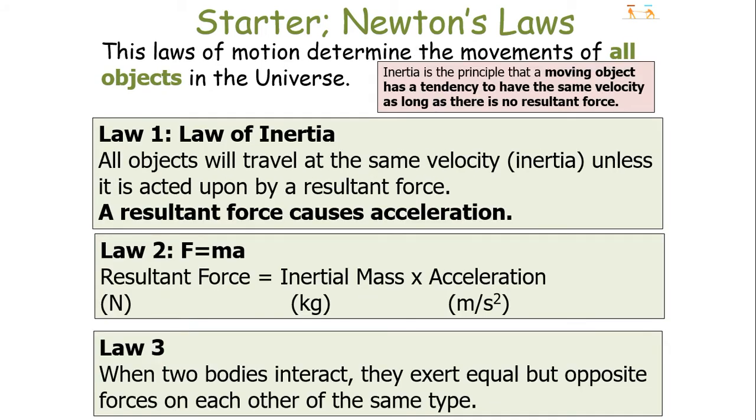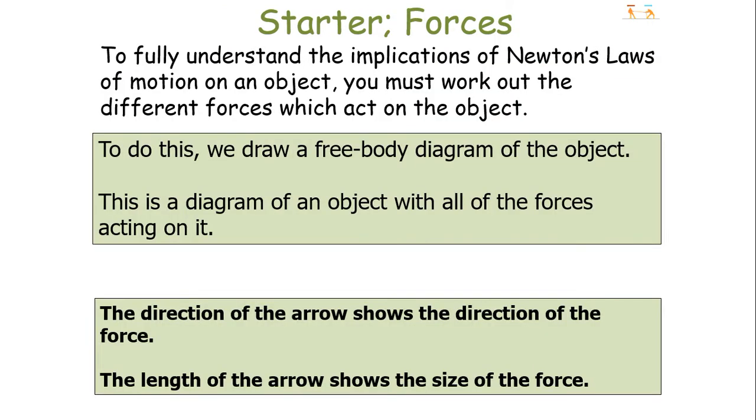Let's just recap what we've learned so far. Law 1: all objects travel at the same velocity unless acted upon by a resultant force. A resultant force causes acceleration. Law 2: resultant force in newtons equals inertial mass in kilograms times acceleration in meters per second squared. And law 3: when two bodies interact, they exert equal but opposite forces on each other of the same type.